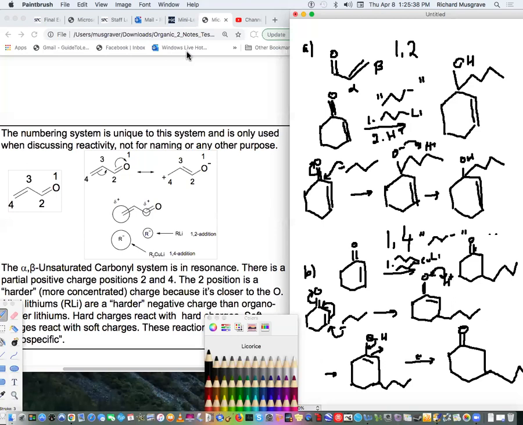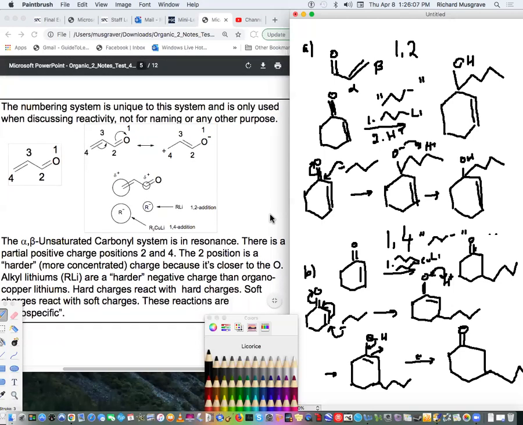As you might expect, you'll get one of these on the test. It'll either be the 1,2 or the 1,4. If it's the 1,2, you'll get the product you see here, where the attack occurs at the C connected to the double bonded oxygen. For the other one, the attack occurs at the other end, the 4 end, and you end up getting the product you see here. All right, any questions?